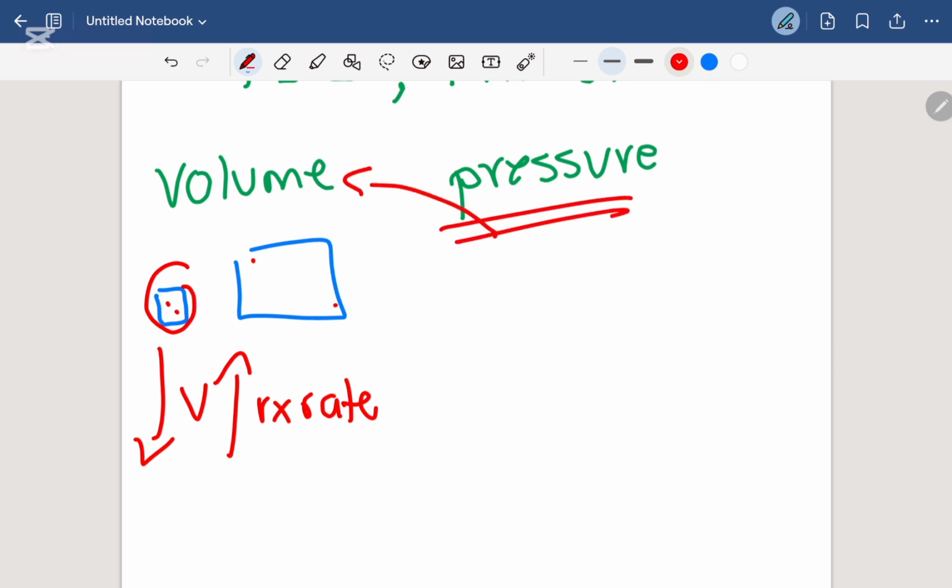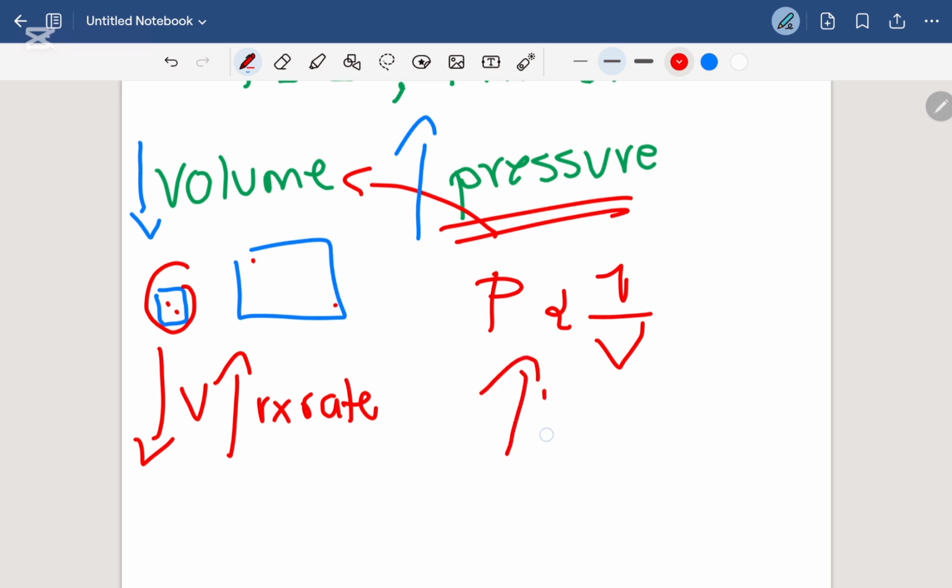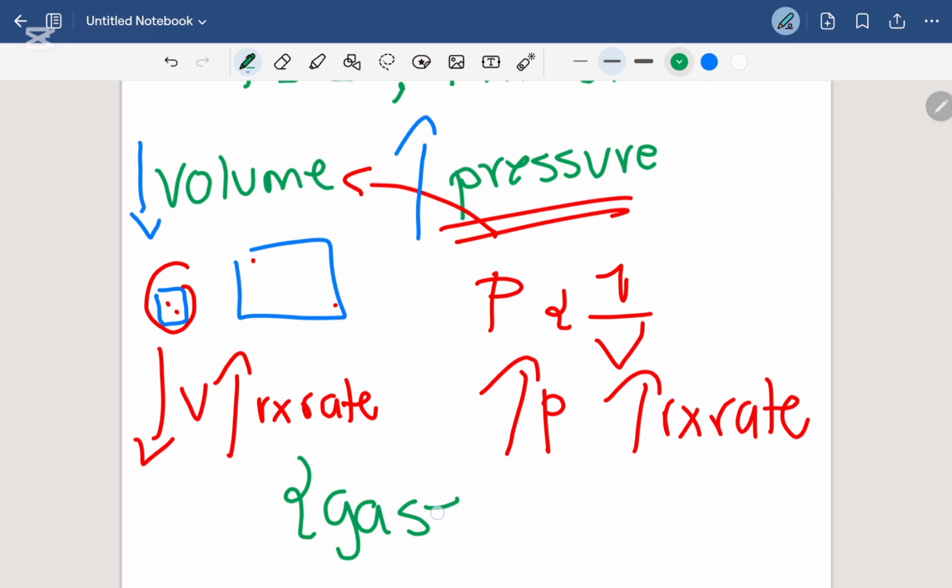Now, pressure is inversely proportional to volume. So we can say P is inversely proportional to volume, meaning that as we decrease the volume, the pressure will increase. So that means a decrease in volume will increase the reaction rate, and an increase in pressure will increase reaction rate. Now, when we're talking about volume and pressure, we only talk about gases. The only state affected by volume and pressure is gases.